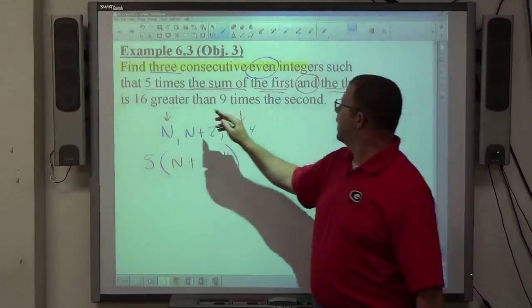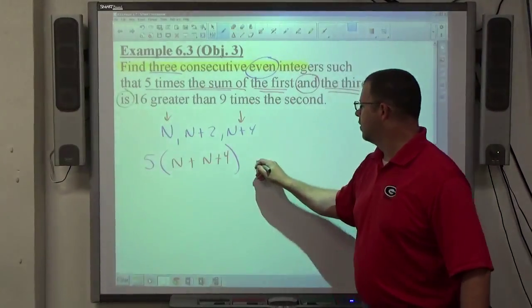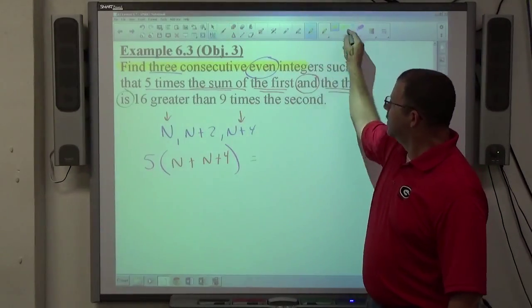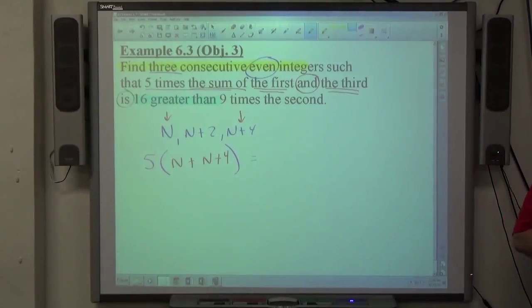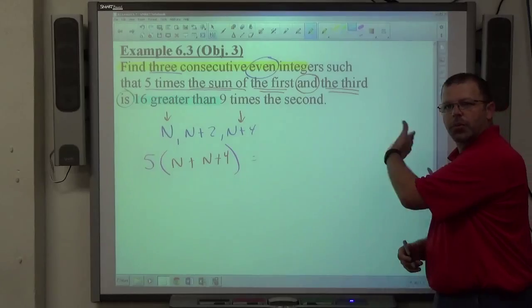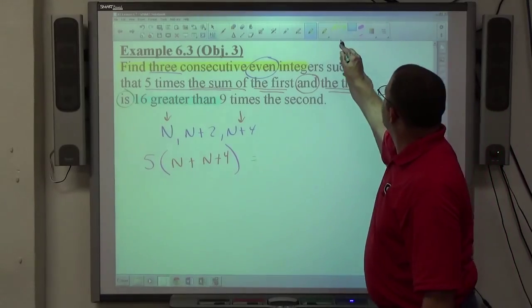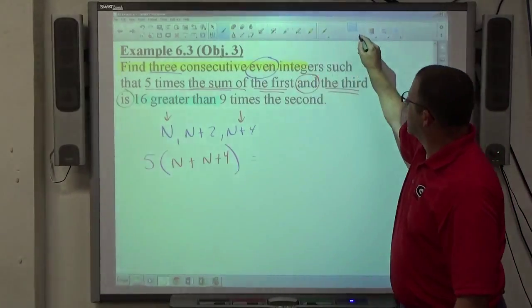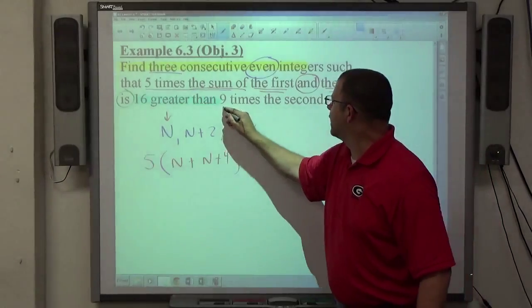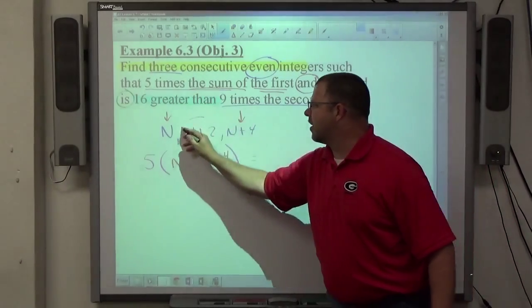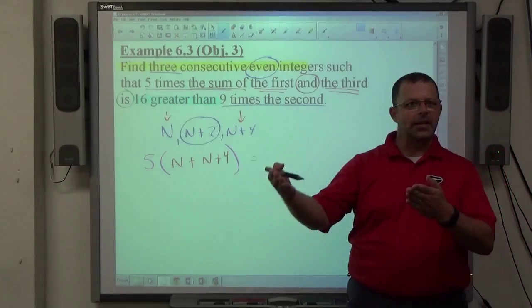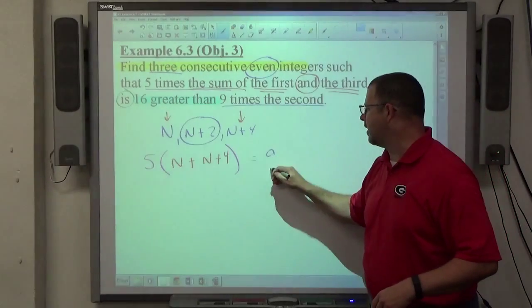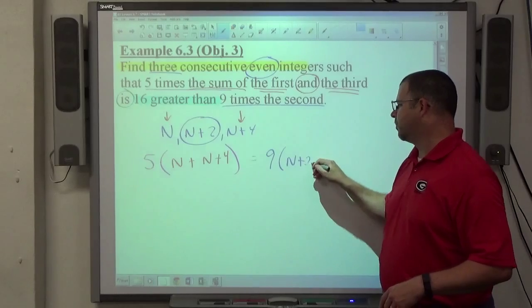Okay, then we hit the word is, equals. We have a 16 greater than here, right? We don't always ignore greater than, less than statements. Okay, it's happening after is, so we'll be fixing the right-hand side. Then it says 9 times the second. I haven't used blue yet. 9 times the second. Now here's the second. How many pieces is the second? 2, right? To multiply 9 times 2 pieces, I have to put 9 parentheses n plus 2.